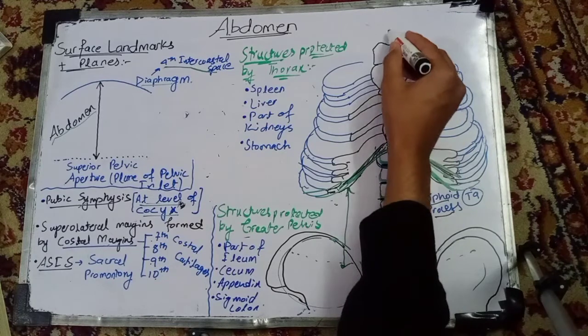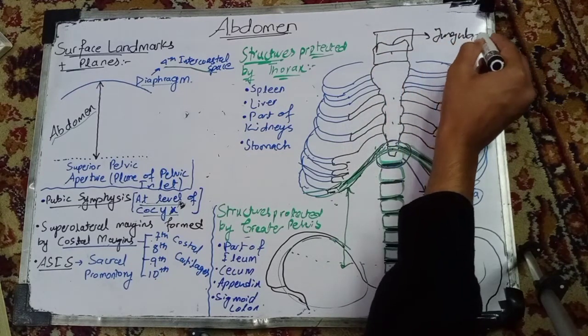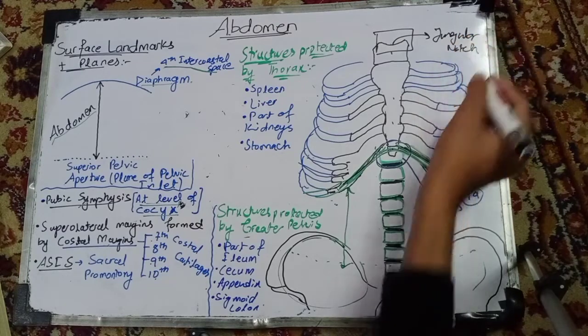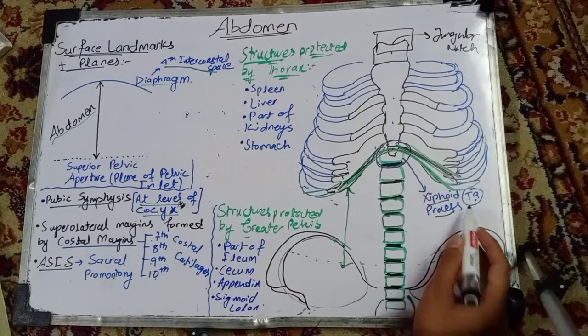So basically, this landmark is called the jugular notch. What is it called? Jugular notch. Okay. And here is the xiphoid process. So the xiphoid process basically lies where? At the level of the T9 vertebra. You have to remember such landmarks for MCQ purposes, that the xiphoid process lies at the T9 vertebra.